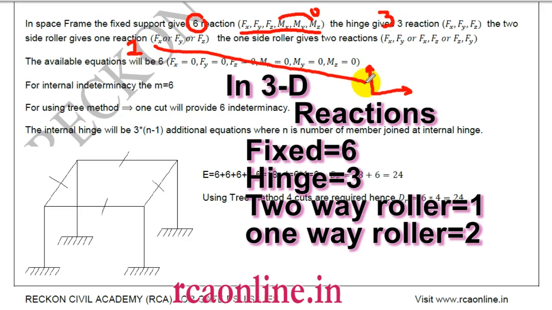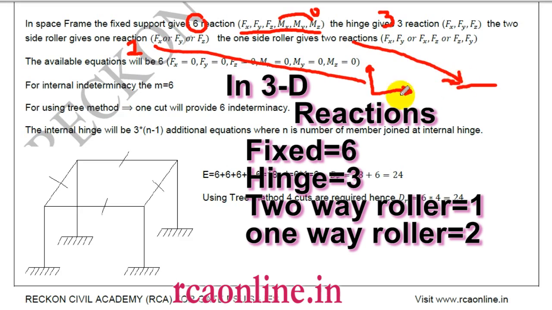But there can be a 1-side roller, which means it can move only in one direction. In 3 dimensions, it is able to move in only one dimension. Then I will have only one reaction. So this is my 1-side roller because it can move in only one side.